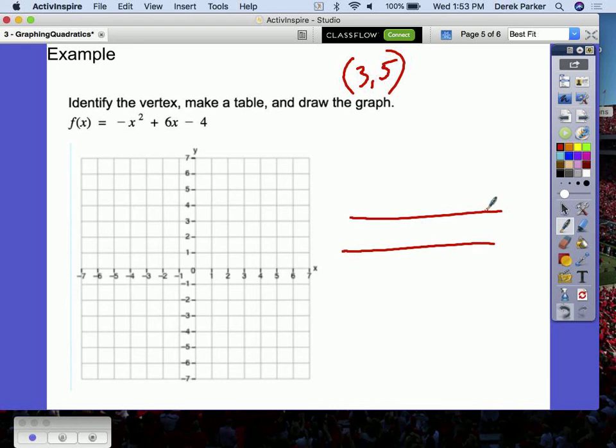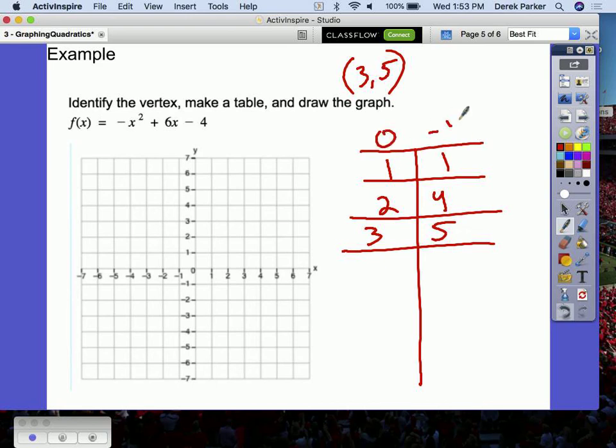So that's where I'm going to start my table. 3, 5. I go up and I get 2, 4. 1, 1. 0, negative 4. 4, 4. 5, 1. 6, negative 4. I now graph.